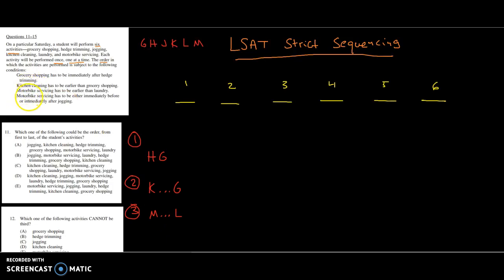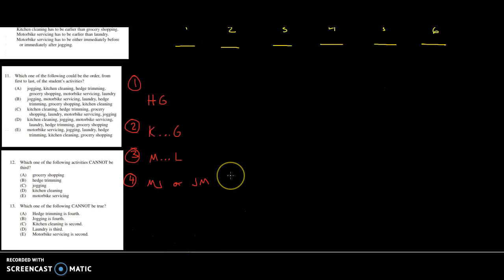And then it says M has to be either immediately before or immediately after jogging. Now, there are 2 ways that you can write this, and you go with whatever is comfortable to you. But we basically have a block, right? So it's going to be one of 2 things. We either have a block that's MJ or a block JM. Some people would say, okay, we have either MJ or JM. Other people, including myself, like to do something like so. I just do M/J.